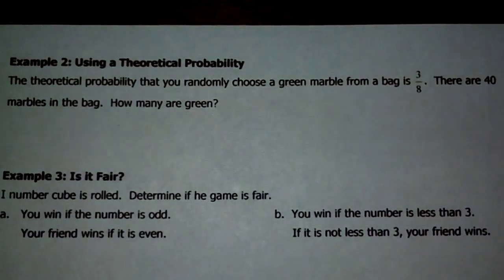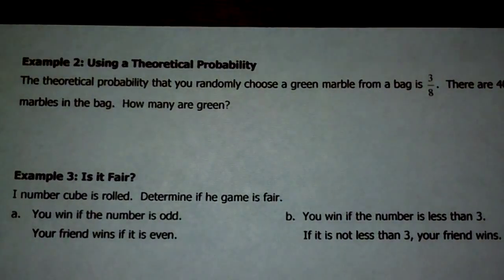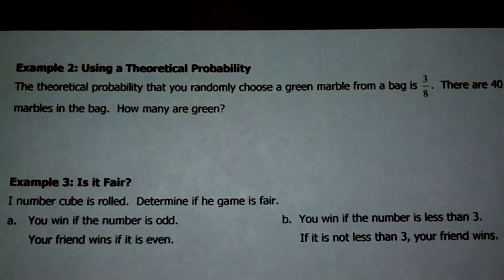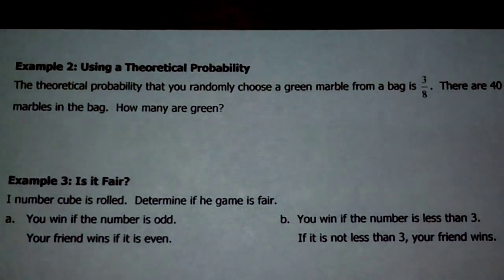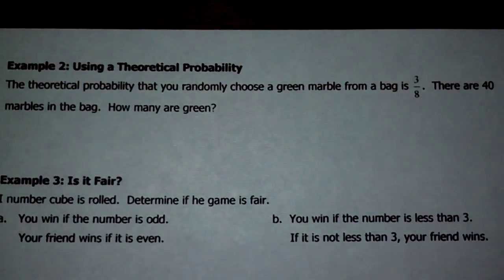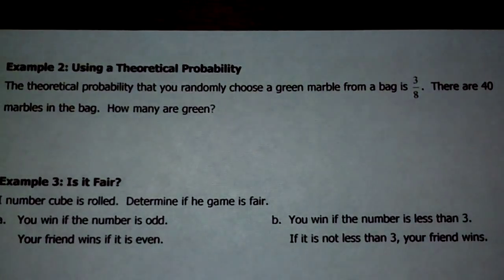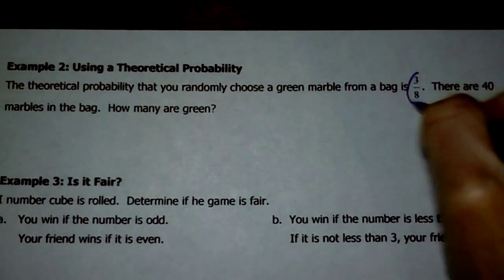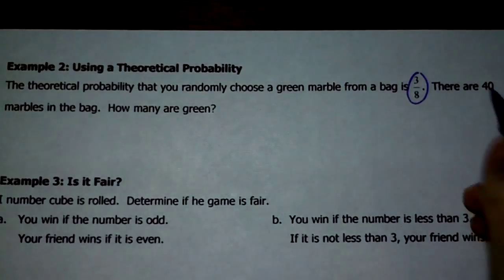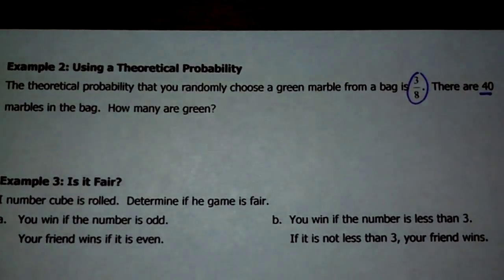Okay, you're going to be shocked at what we have to do with this one. Let me tell you. Okay, using theoretical probability. The theoretical probability that you randomly choose a green marble from a bag is 3/8. There are 40 marbles in a bag. How many are green? Okay, now I want you to look at this problem, and I want you to look at the information that you're given. You're given a ratio and one other number.